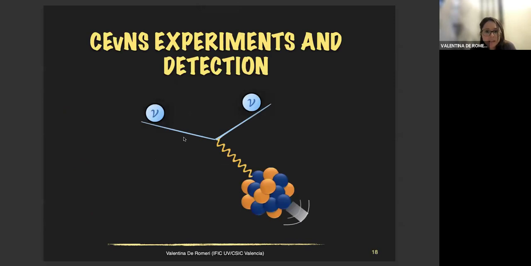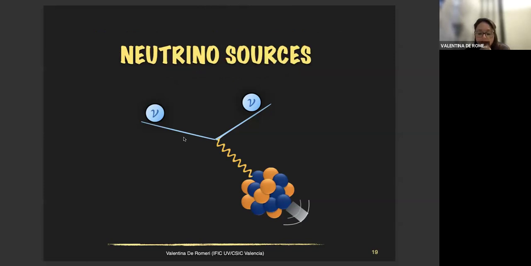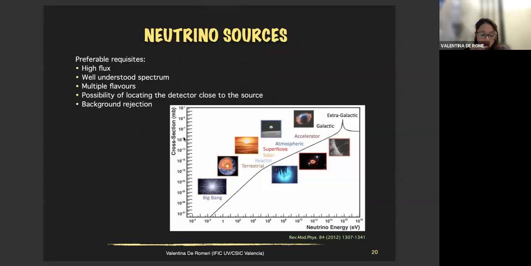So now that we have seen the main features of the CEvNS process, let's see which are the experiments that can try to detect it and which are those that have already observed it. So let's start discussing the neutrino sources that can produce neutrinos with the energies typical for the CEvNS process to occur. Good sources have some preferable requisites, in particular a high flux, of course, a well-understood spectrum, ideally the possibility of producing different neutrino flavors.